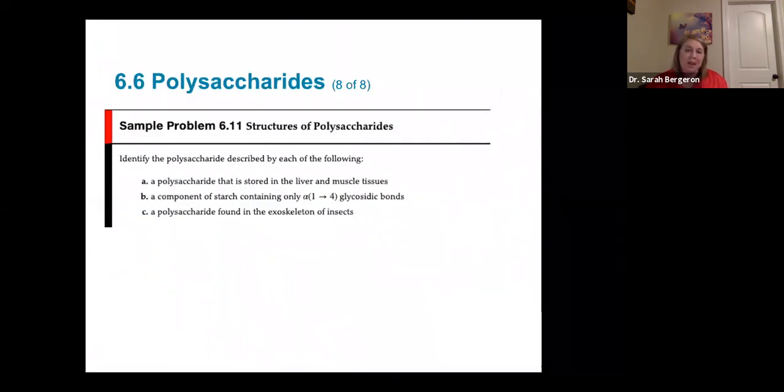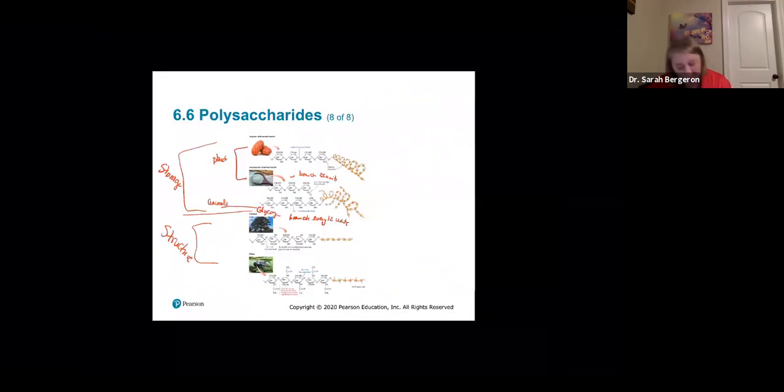All right, so identify the polysaccharide described by each of the following. A polysaccharide that is stored in the liver and muscle tissue, that is going to be our glycogen. A component of starch containing only alpha-1,4 glycosidic bonds. Well, there's only two components of starch, amylose and then amylopectin. And one of them contains only alpha-1,4 glycosidic bonds and the other one has branches. So which one does not have branches? That is our amylose. A polysaccharide found in the exoskeleton of insects. And that one you should remember is chitin. C-H-I-T-I-N.